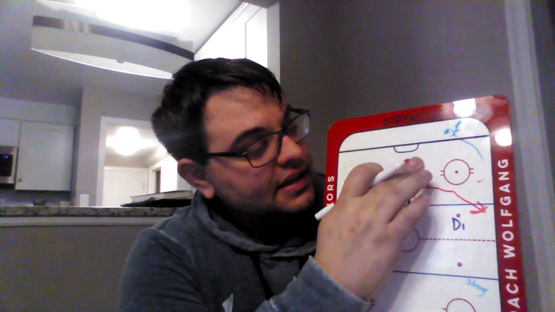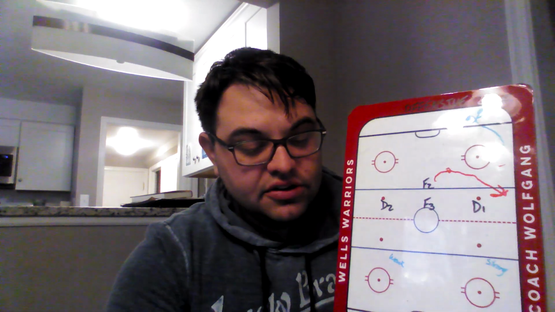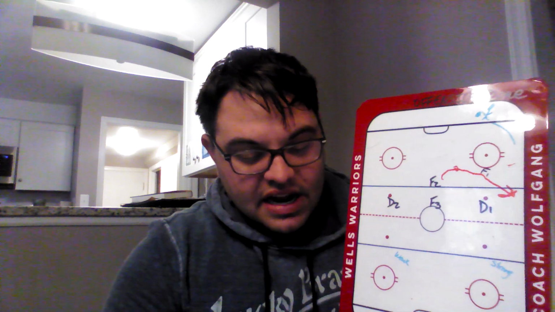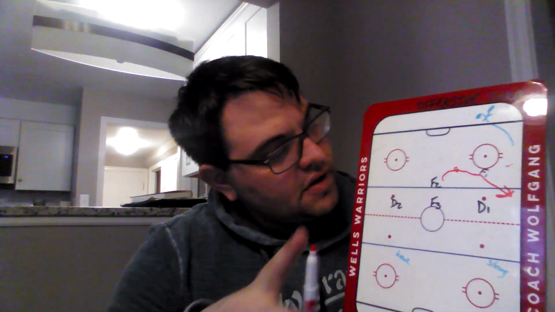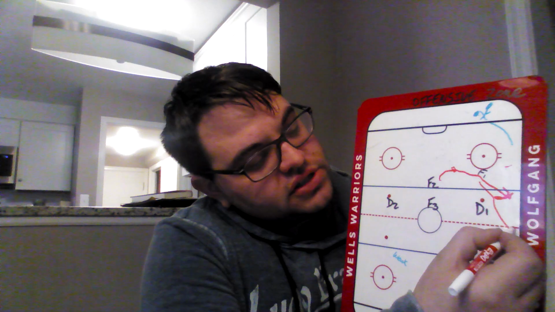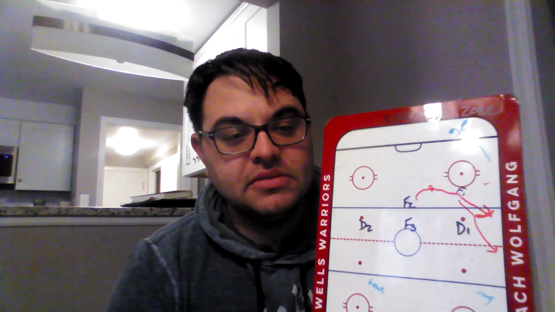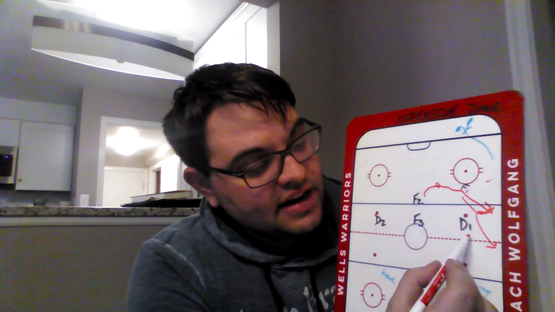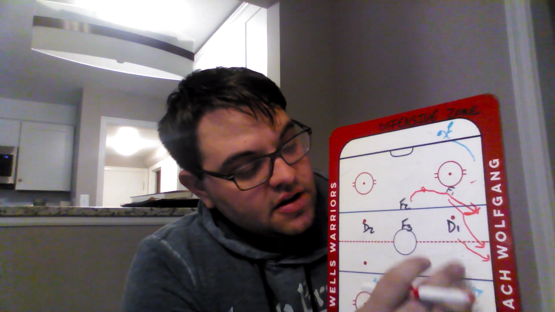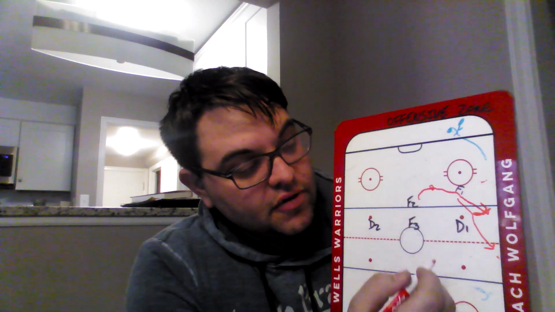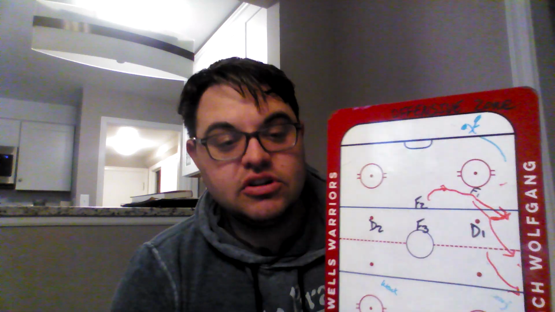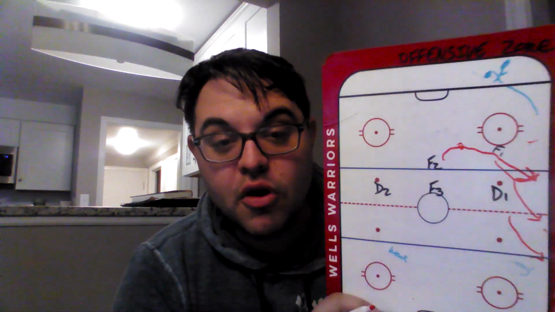If F1 got beat, he or she needs to ride the boards and do anything possible to catch up and force them to the boards. Because you'll see D1 here. D1 technically is supposed to go right here. By that I mean they're supposed to do the same thing that F1 and F2 did. They're supposed to ride them out on the boards here. We're trying to keep them to the boards. We're trying to impede their forward momentum.